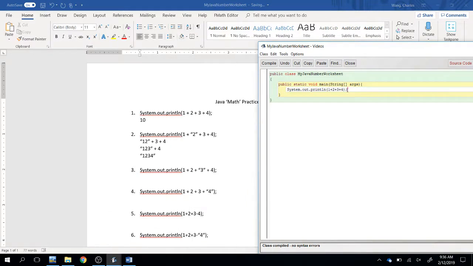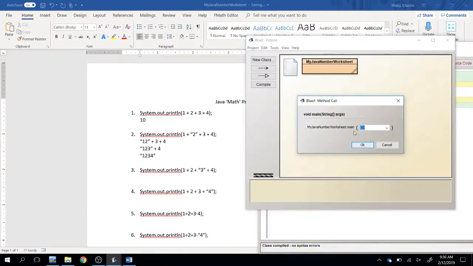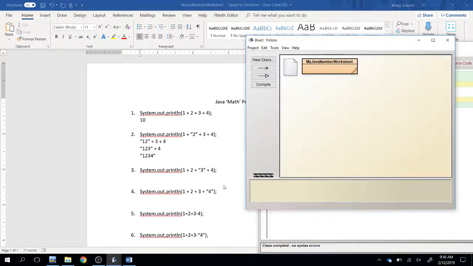Let's plug into BlueJ and copy that, paste that, put quotations around that to signify a string, compile, run, and we get 1234. Awesome.